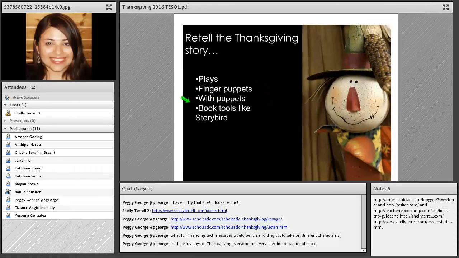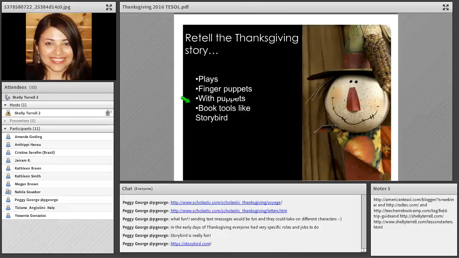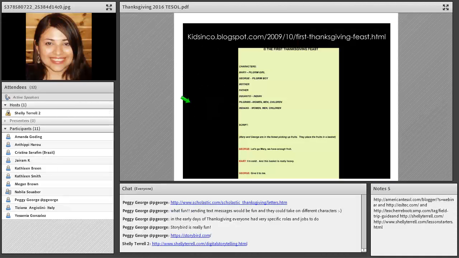And then, of course, with adults and other students, you can also use book tools where they actually create a digital story or a digital book. You can find free resources for doing that. I'll show you one right now that's one of the easiest ways to create a digital story. Maybe next week we'll talk about digital storytelling ideas in general, because there are a lot of them. And Peggy George said, yeah, Storybird. Storybird is the easiest way to tell a digital story, so that's definitely one you may want to use.